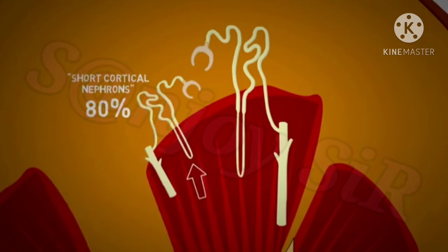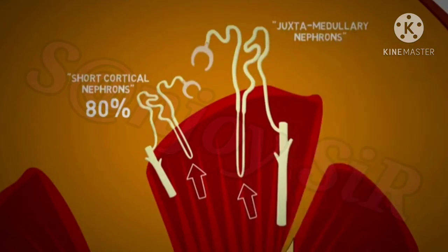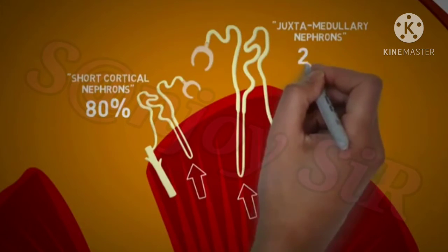The other type of nephrons that we have in our kidney are known as the juxtamedullary nephrons, which have long loops of Henle that are mostly present in the medulla of the kidney. These two types of nephrons can concentrate urine up to different osmolarities that we will discuss when we talk about the function of nephron. These are 20% in number.